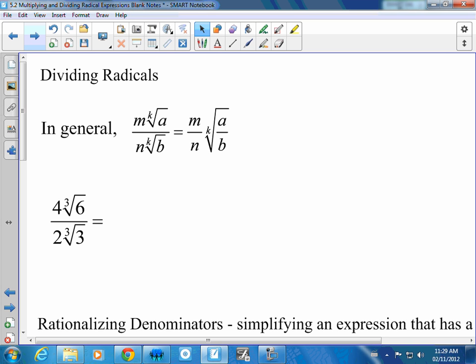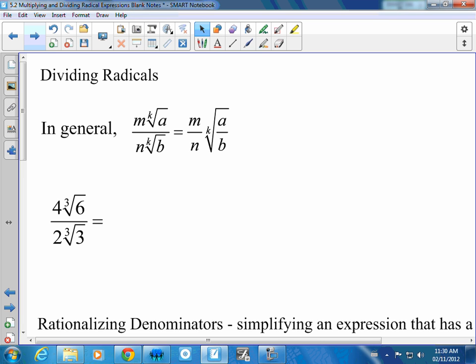Hey, let's do dividing radicals. Now, it's the same thing. The big thing here, guys, look, A and B underneath the radical symbol can be different, but the only thing is they both have to be the same roots. So they both have to be the square roots, they both have to be the cube roots, right? That's the key thing. They have to be the same roots.